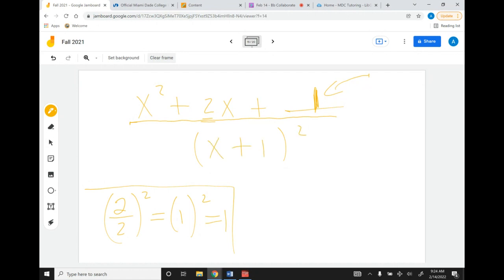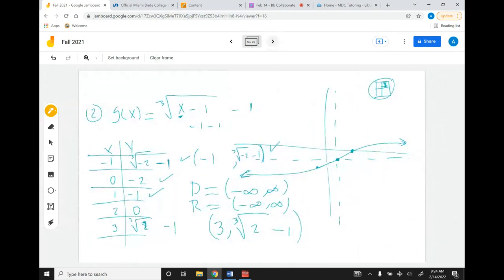Now, how do I get that x plus 1? Well, instead of writing x squared, I just write x. The sign is from here. And then the number 1 is actually the square root of this number. So there you have what we call completing the square. Let's do another one. Okay.